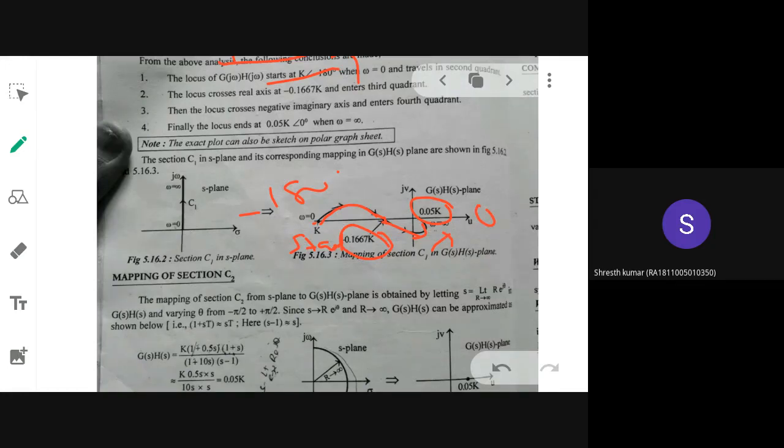So this is the map for the first segment. As usual, this is an arc of infinite radius, for which r tends to infinity, and the argument angle ranges from plus pi by 2 to minus pi by 2, I guess.